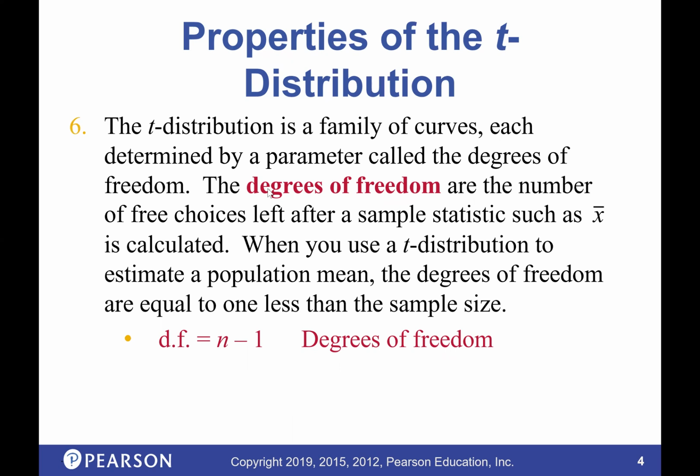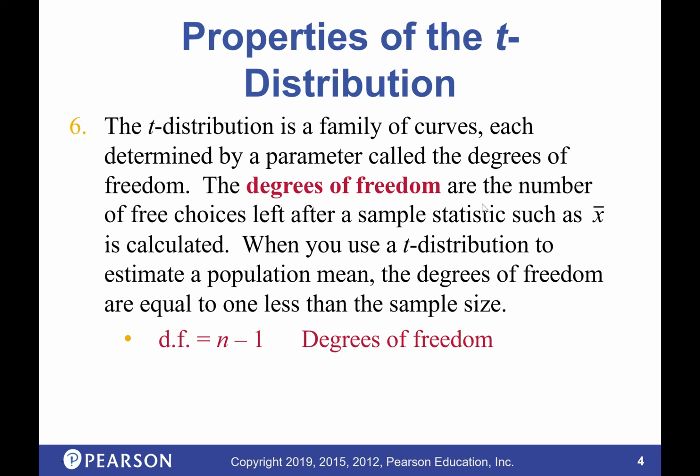So what we call this is degrees of freedom. Degrees of freedom is the number of free choices left after the sample statistic is calculated. DF is usually the designation for it. When you use a t distribution, you estimate the population mean. The degrees of freedom are equal to just 1 less than the number of samples we have. So that gives our data an extra little give.